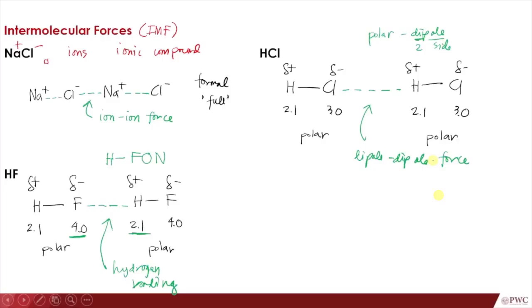This is part 2 of our discussion about intermolecular forces. I have already discussed ion-ion force, dipole-dipole force, and hydrogen bonding. Ion-ion force is the intermolecular force between ions, dipole-dipole force is between polar molecules, and hydrogen bonding is a special type of dipole-dipole force in which hydrogen is attached to either fluorine, oxygen, or nitrogen. Let's discuss more types of intermolecular forces in this video.